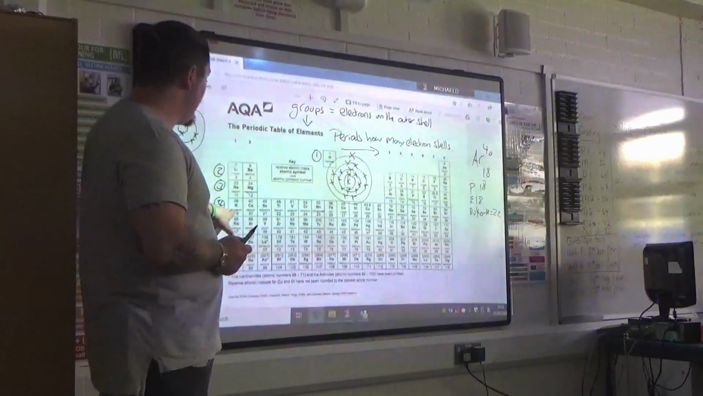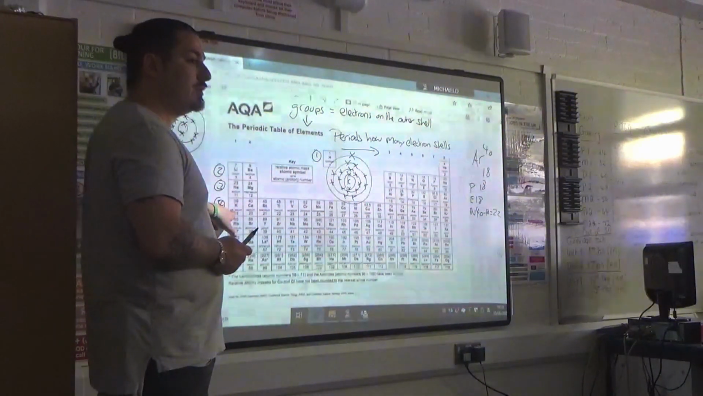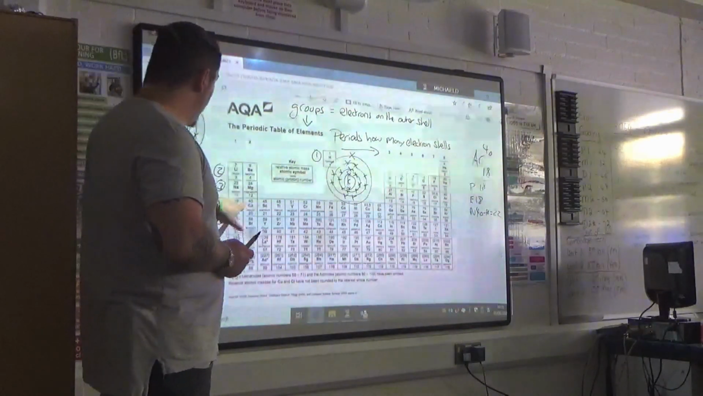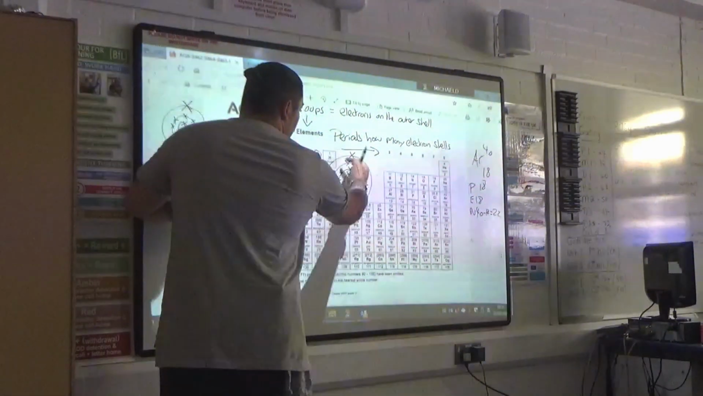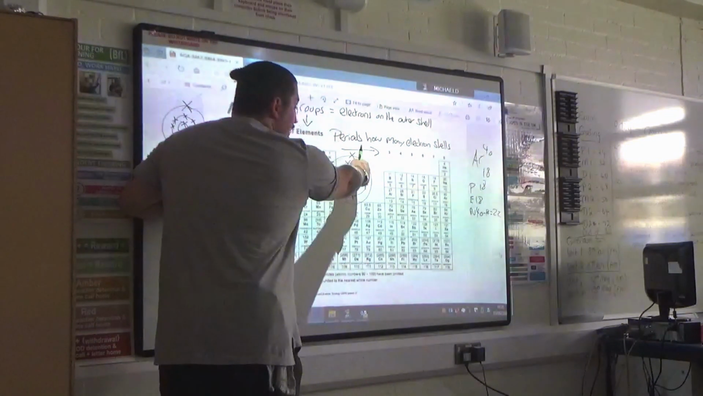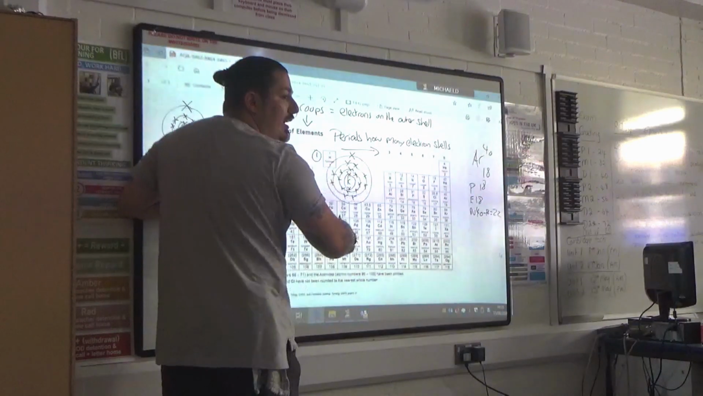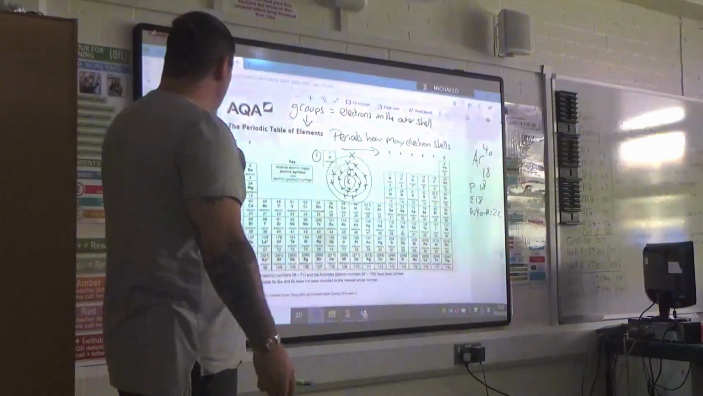So I know from here that there's 4 shells, and I know there's 1 electron on the outer shell. So if I draw the 4 shells, and I've got 1 on the outside, that means that if I had to go onto this shell, every other shell before that must have a total. Do I have this number here?